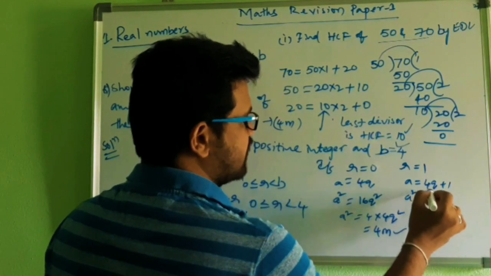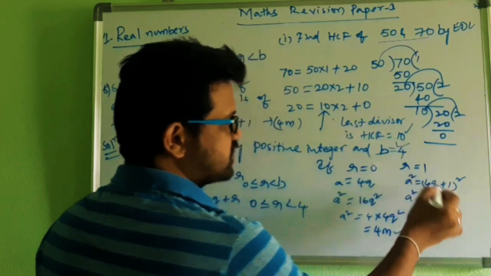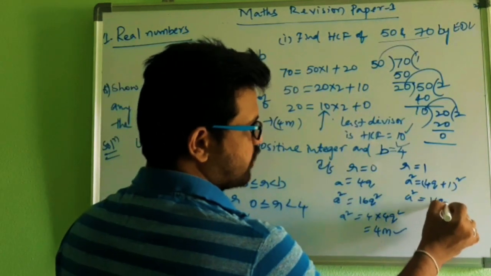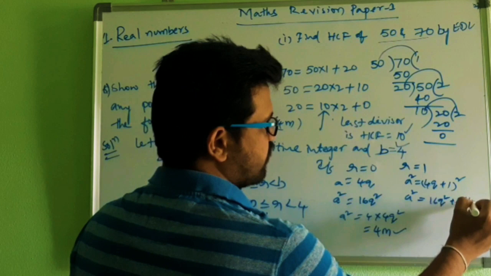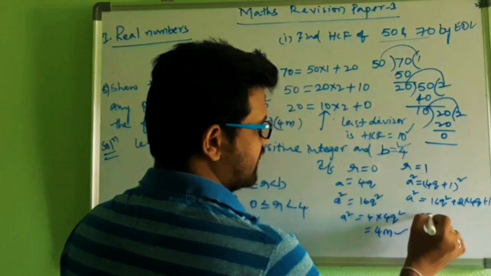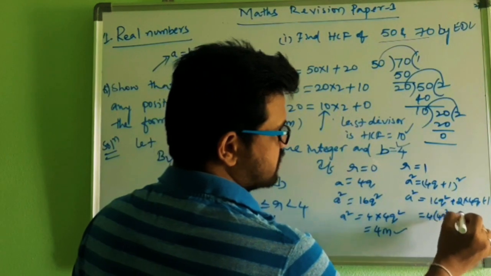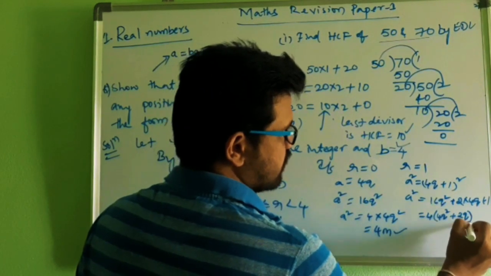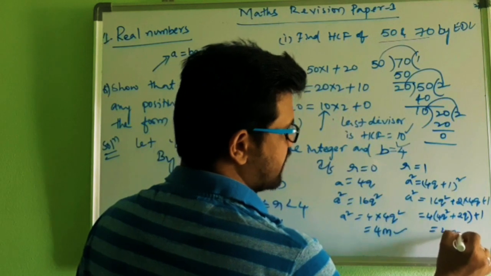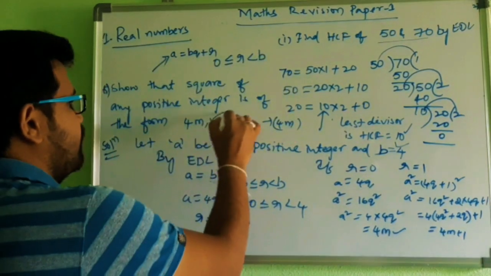And A square is equal to (4Q plus 1) whole square. What will happen? That is 16Q square plus 2 into 4Q plus 1, that is 4 into (4Q square plus 2Q) plus 1. That is 4M plus 1. We got it, 4M and 4M plus 1.